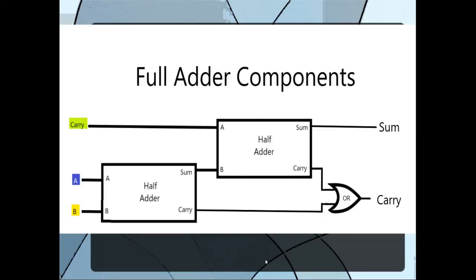So breaking down the full adder a little bit more, we can see that the blue and the yellow lines come in and are part of a half adder, and the carry line comes in and is part of a second half adder. So the carry becomes like signal A for the second half adder, and the sum from the first half adder is now signal B for the second half adder.